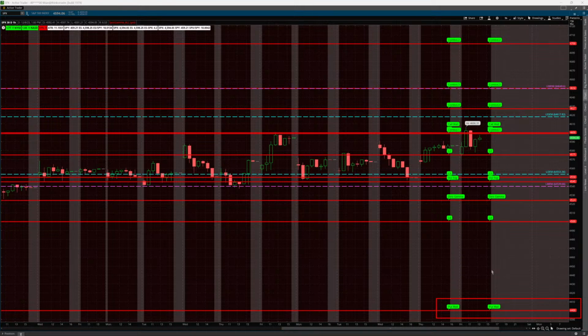The next level up is the volatility trigger at 4545. And above that is the 4600 call wall. That's also the absolute gamma strike.